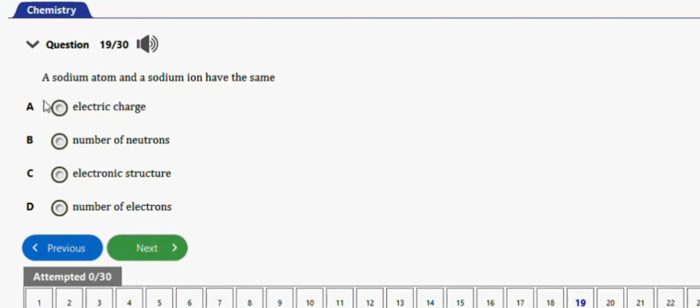It says a sodium atom and a sodium ion have the same what? So we are dealing with a neutral atom, not a charged atom. Electric charge, no. Electronic structure, no. Number of electrons, no. So the right option will be option B. They have the same number of neutrons. Okay, next question will be this one.